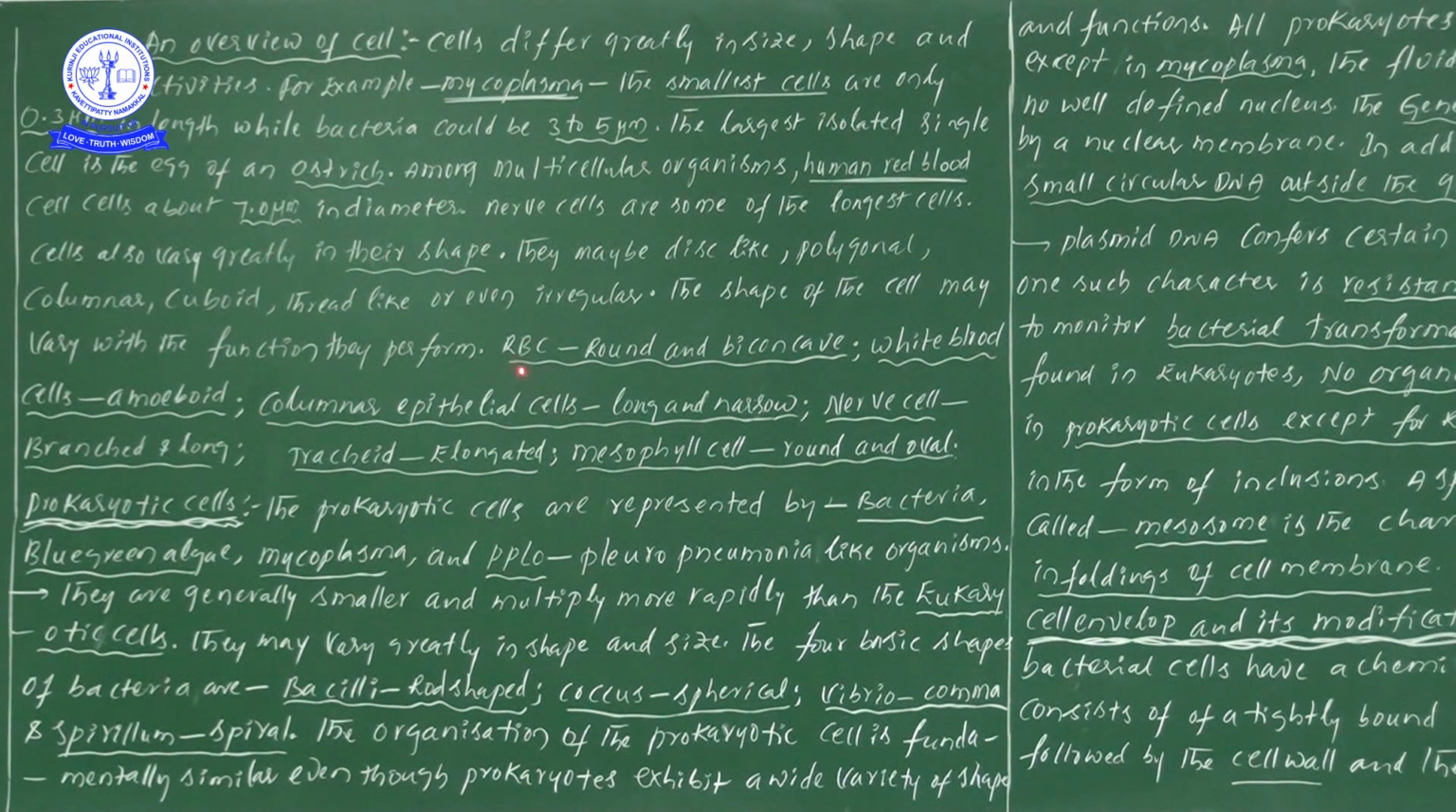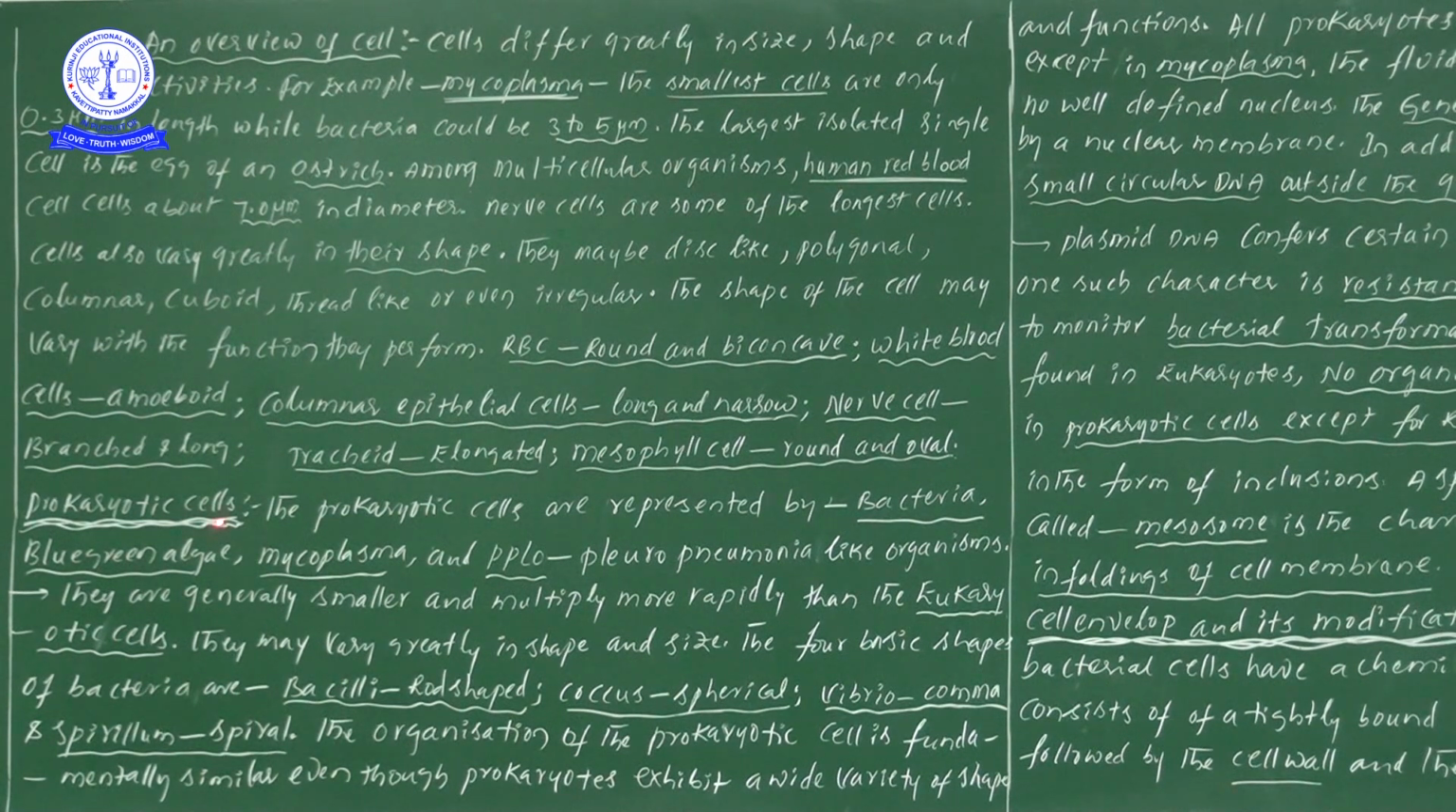One more time, once you see, RBC cells round and biconcave, white blood cells amoeboid, columnar epithelial cells long and narrow, nerve cell branched and long, tracheids elongated, mesophyll cells round and oval. So likewise they have given different types of cells and their shapes. This is important from the examination point of view, but I am not giving extra points other than this.